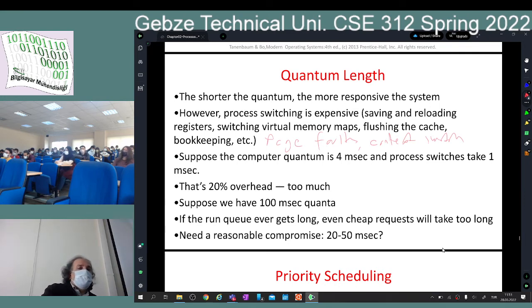And if I make this 100 milliseconds, with 10 interactive processes, when I click something I will have to wait for a second, and every time this happens, I'm not going to like it. So what is a reasonable compromise? Maybe 20, 50 milliseconds. So what is my answer? I don't have an answer. I know what is bad on both sides, and we need to find a sweet spot depending on our needs, interactivity needs, battery needs, and so on.